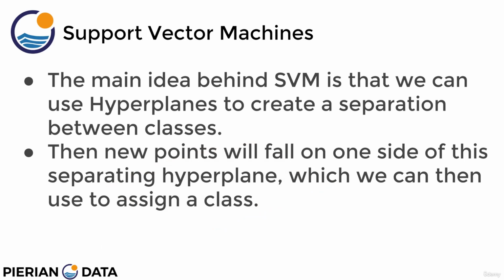Now, the core idea behind support vector machines that we'll eventually realize is that what we really want to do is use hyperplanes to create a separation between classes. Then new points will fall on one side of this separating hyperplane, which we can then use to assign a class.